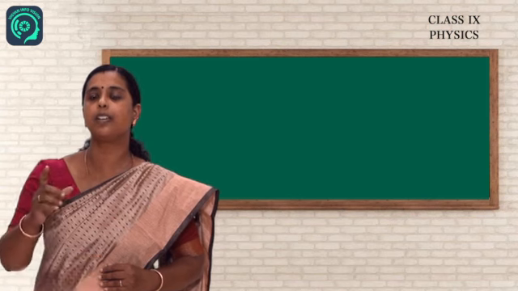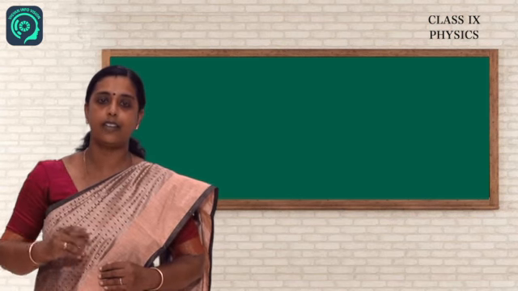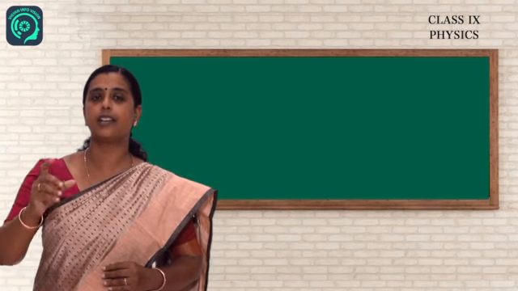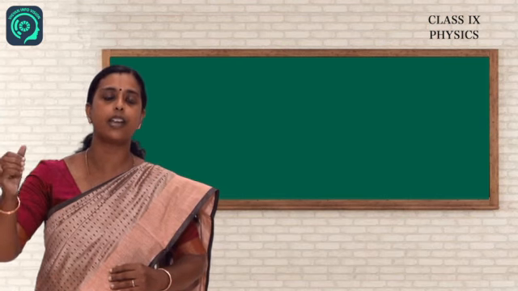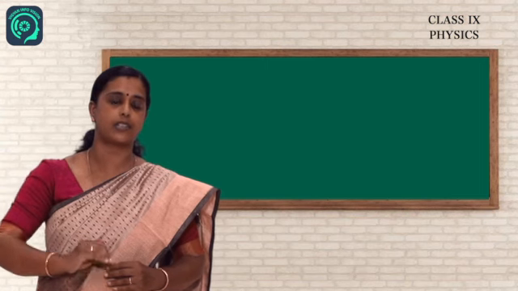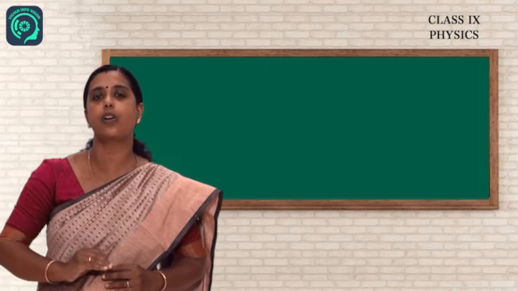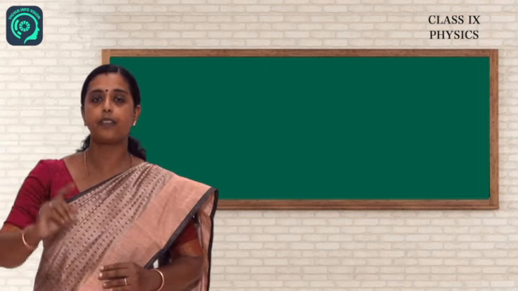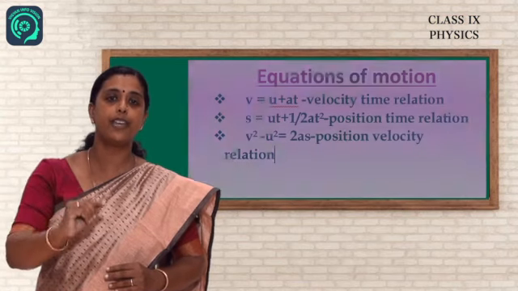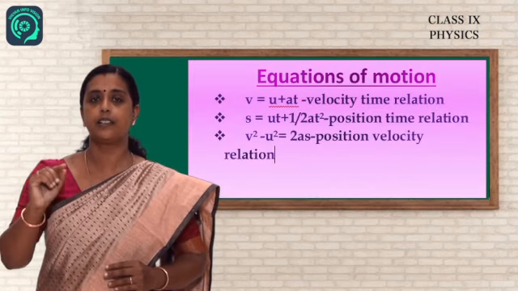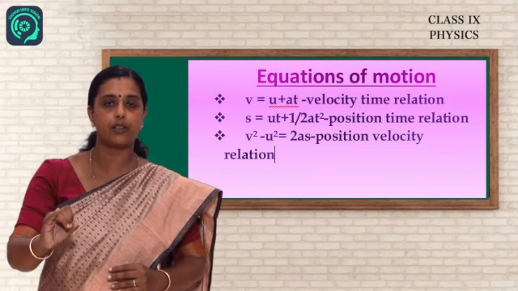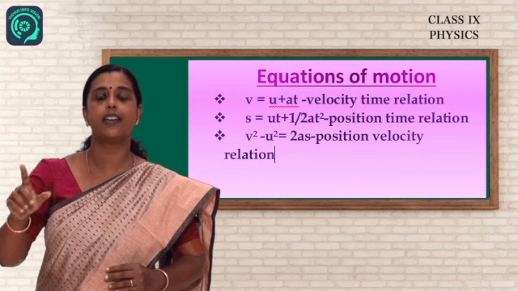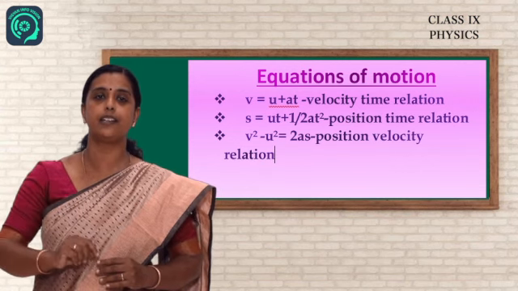Suppose an object is moving in uniform acceleration. In that case, we can relate the final velocity, initial velocity, time, acceleration and position by 3 equations, and these 3 equations are called equations of motion. The first equation is v = u + at. This equation is called velocity time relation. v is the final velocity, u is the initial velocity, a is the acceleration and t is the time taken.